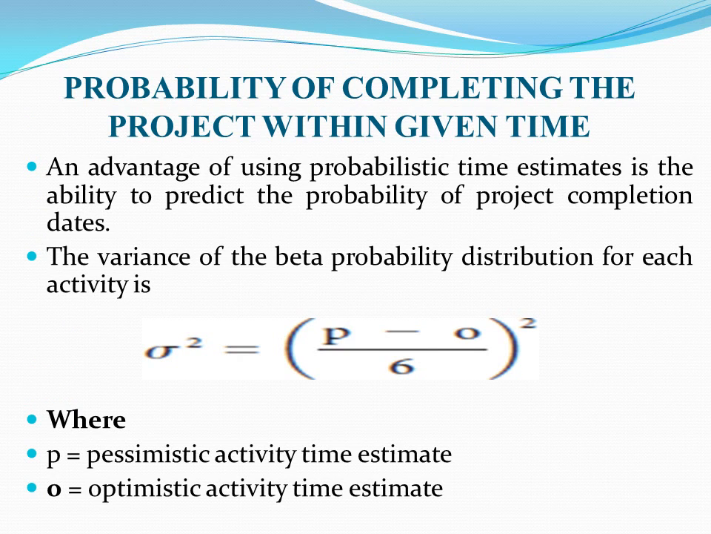Probability of completing the project within given time. An advantage of using probabilistic time estimates is the ability to predict the probability of project completion date. The variance of the beta probability distribution for each activity is sigma squared equal to (P minus O divided by 6) whole squared, where P is the pessimistic activity time estimate and O is the optimistic activity time estimate.